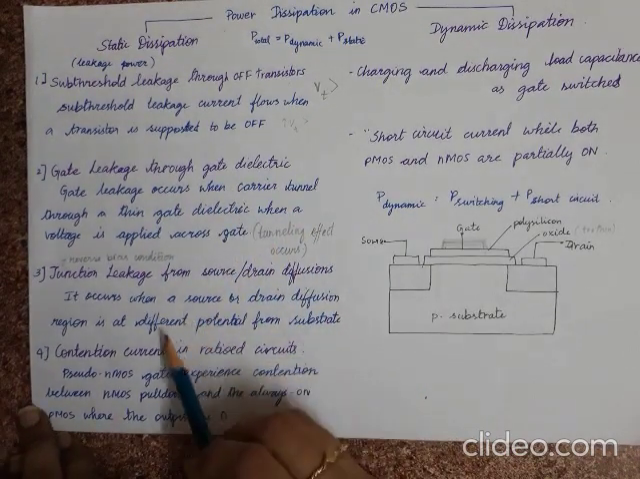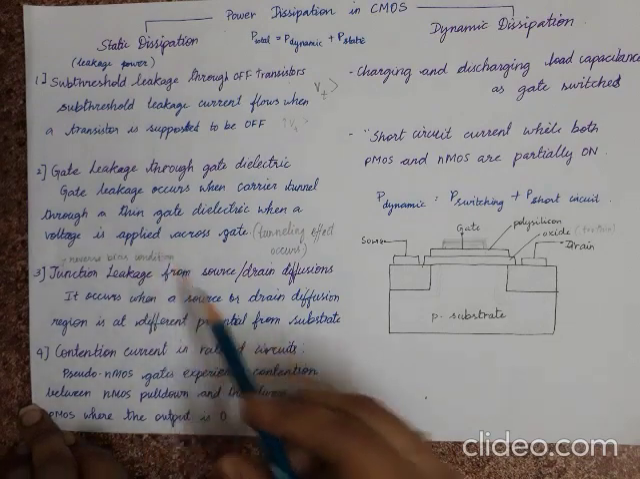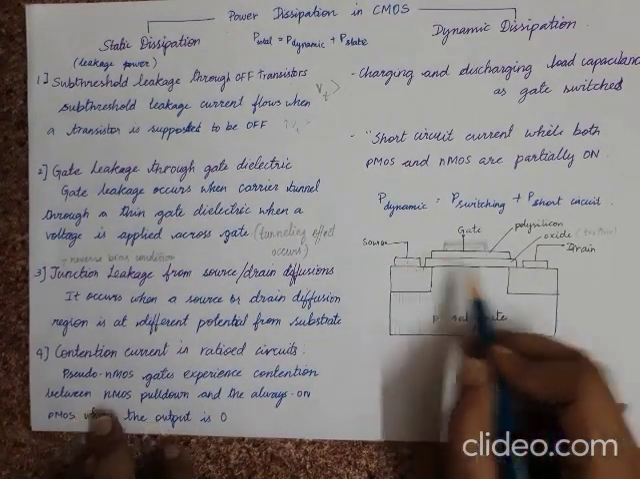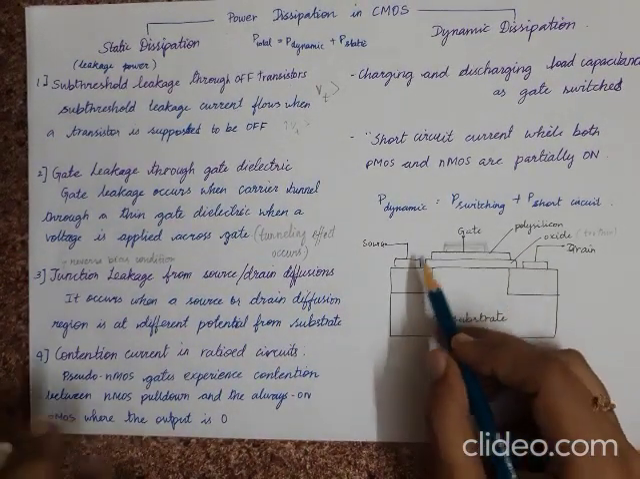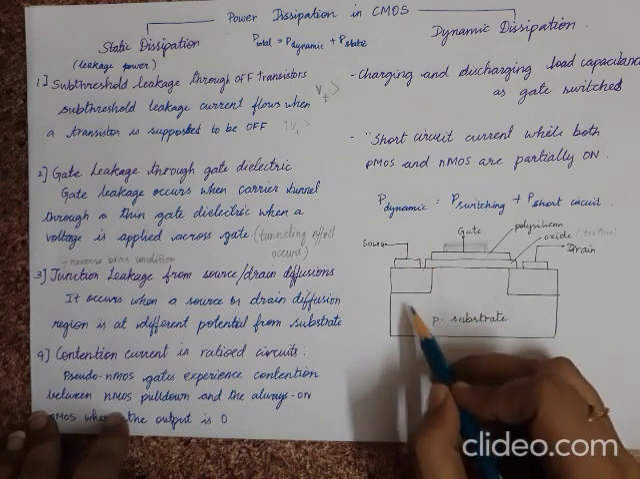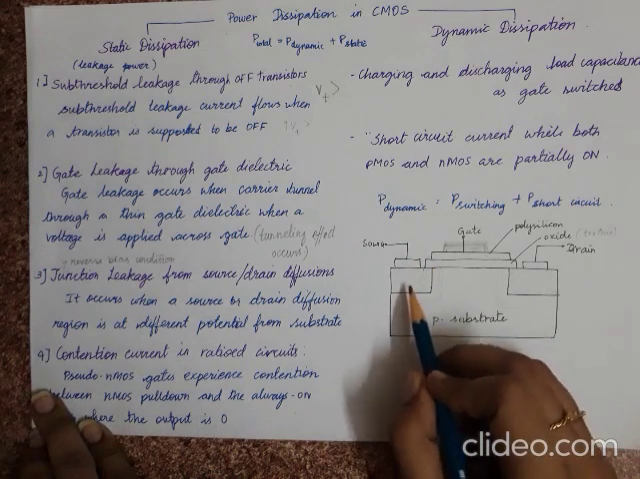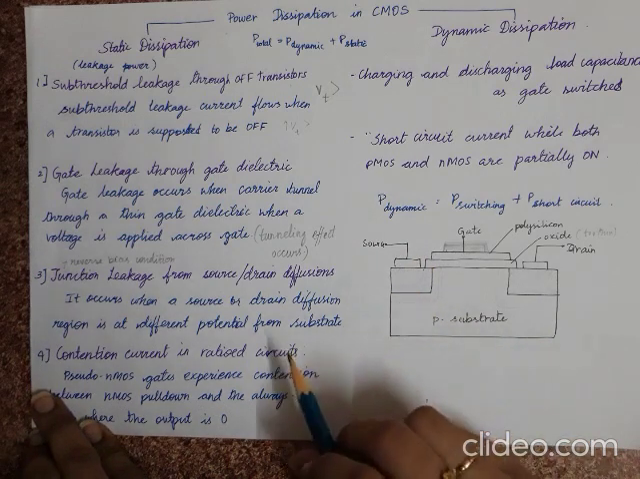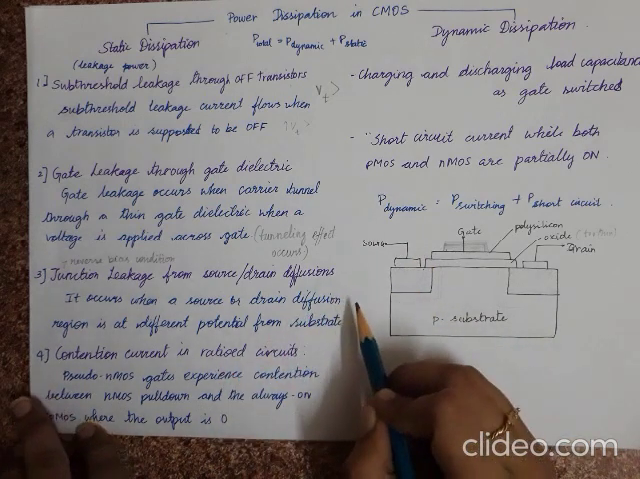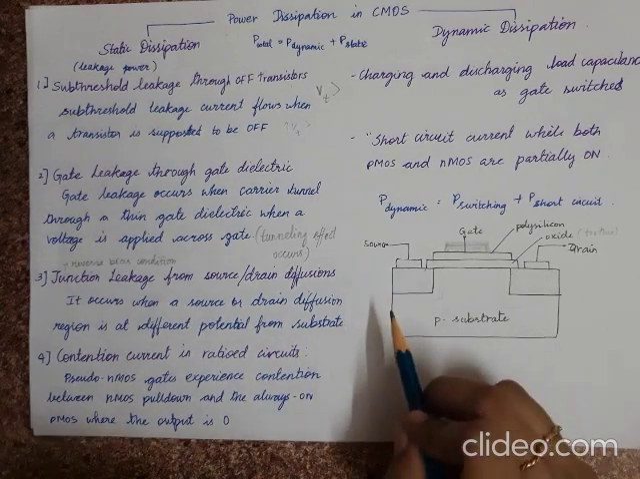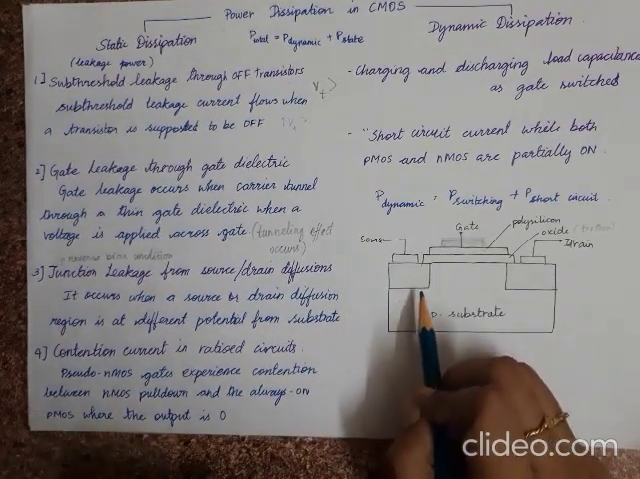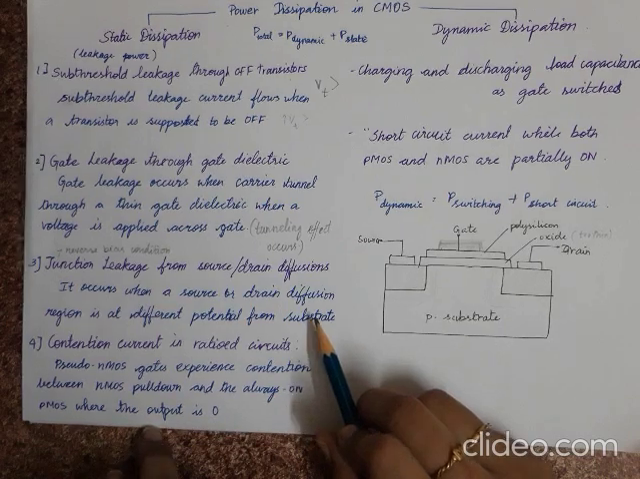And then the third cause is junction leakage. That is when we have a source and drain and a P substrate. So this source and P substrate is going to act as a PN junction. And when this junction is in reverse bias condition, usually there should be no leakage, but sometimes junction leakage occurs. So that is one of the causes for static dissipation.